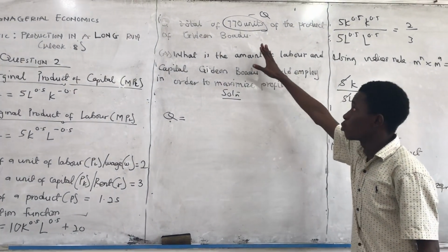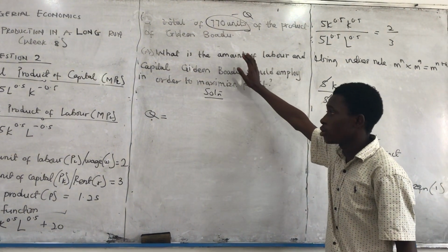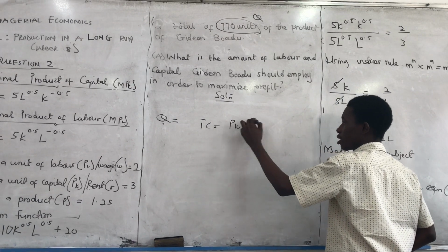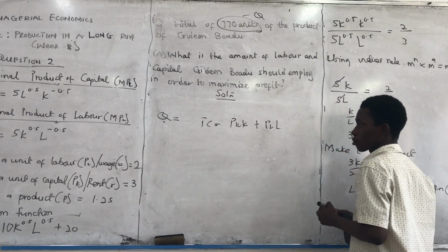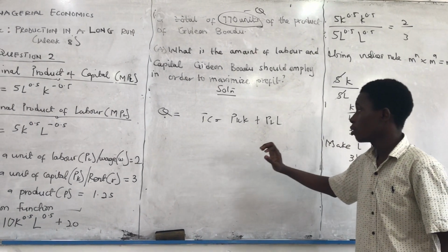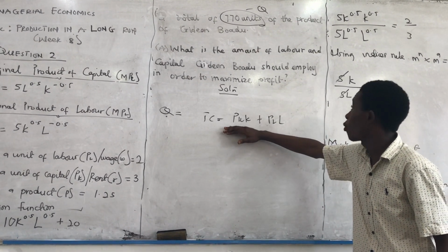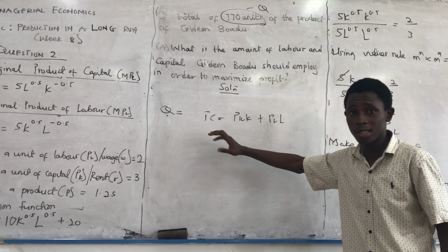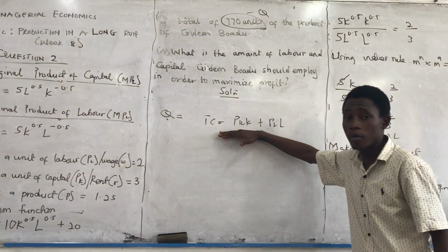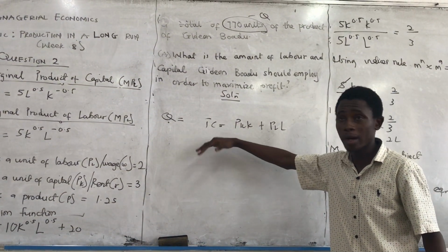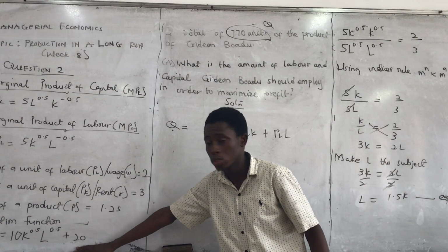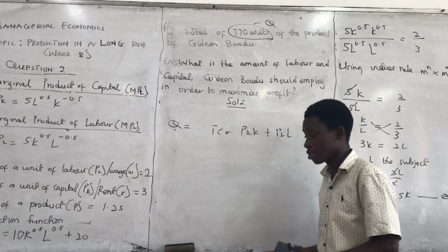Since we were given output in the question, which is Q, the 770 units, we are not going to use the total cost function, PK plus PL. Someone might ask that in our previous question we just solved, we used this, but with this particular question, I'm still not going to use this. Yes, in the previous question it was giving total cost, but in this question this particular formula becomes useless. We are not going to use this, but rather the output function being given to you in the question. We use this, but not the total cost function.